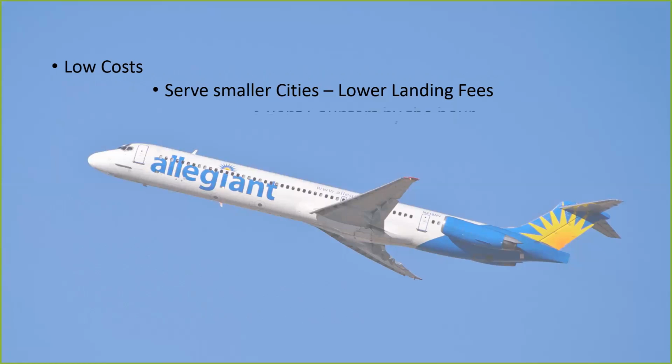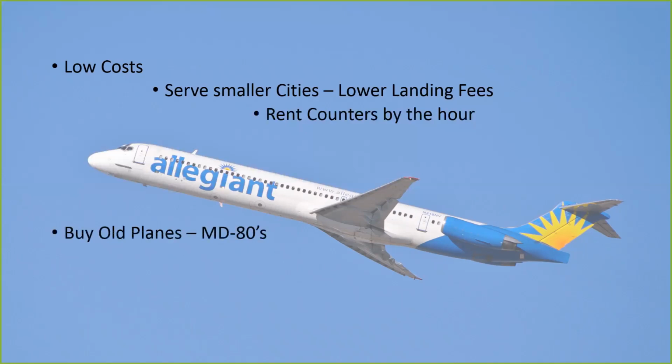They also keep their costs low by renting the counters that they have by the hour, not owning them. So that keeps their costs down. Another way that they keep their costs low is by buying older planes. If you're much of a plane nut, you'll notice that that's an old MD-80. The average age of their fleet is 22 years. So the planes are still viable, but they're definitely not new, and they're probably showing some wear and tear.